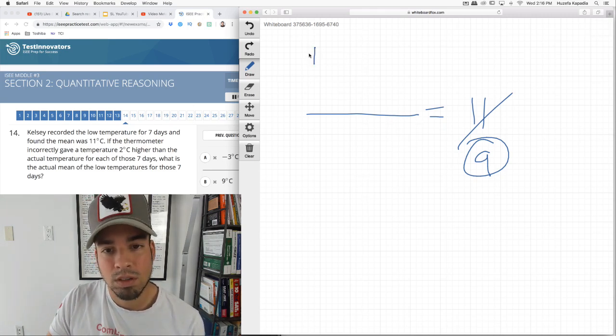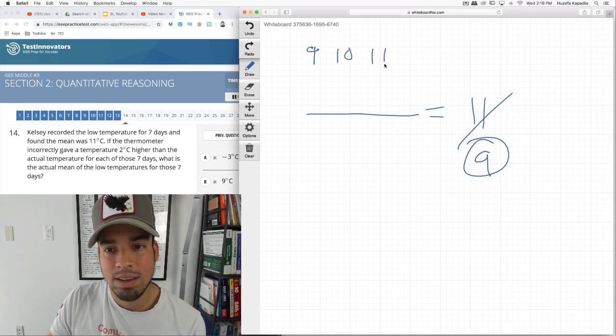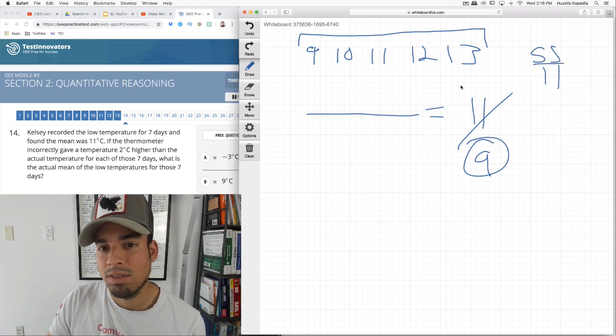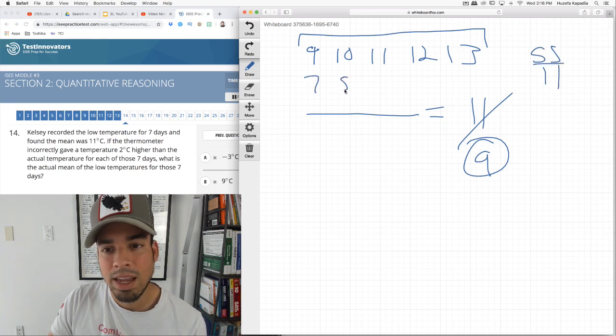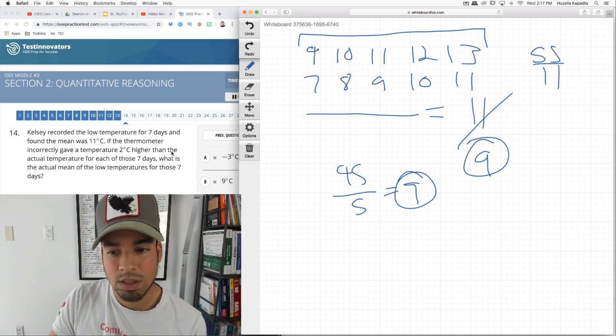For example, if it was, let's just do a few values, 9, 10, 11, 12, 13, okay? If we added these up, we get 20, 30, 42, 52, 55 divided by 5 is 11. But if instead there were 7, 8, 9, 10, 11, we added these up, it would be 20, 30, 38, 45 divided by 5, which would be 9. So it's just going to drop by 2 degrees. So it's 9.